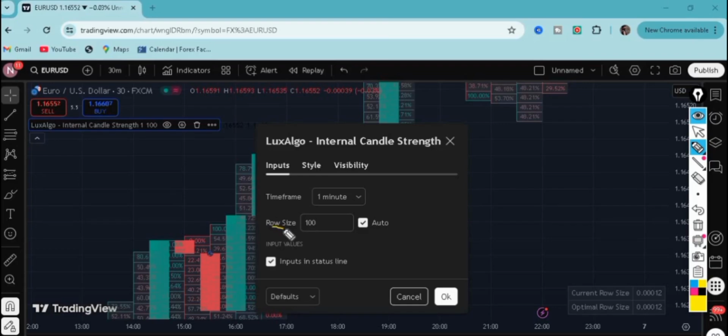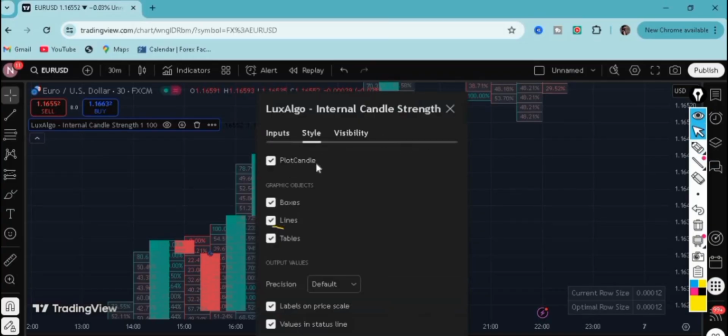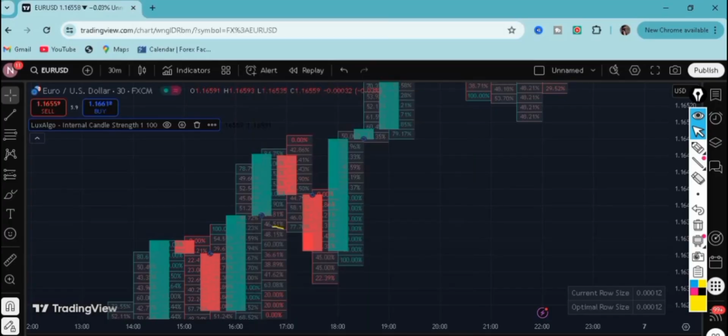When you use 100, ensure the time frame right there is set to 1 minute. But when it comes to the real chart, I want you to use the 30 minute time frame. I know it's kind of confusing, but I want you to use it that way. The rest, leave on default settings. Once you do that, these are the settings you really need.